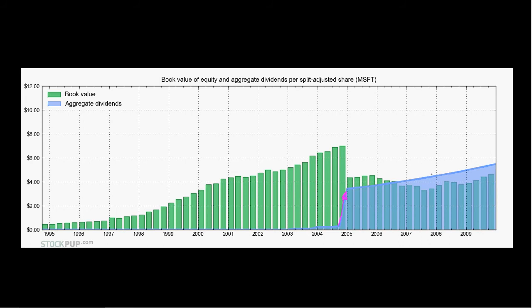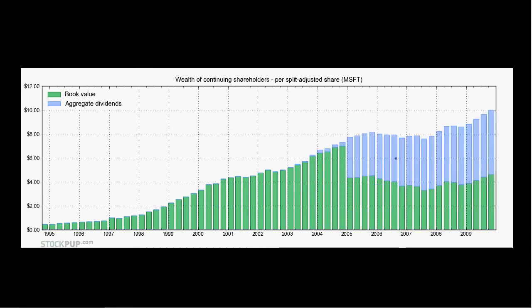and then dividend payments continued ever since and have been increasing. So in fact, if we add up the dividends on top of the equity, we see that certainly no value was destroyed around 2005. It's just that some of the equity was converted into dividends, which is great.